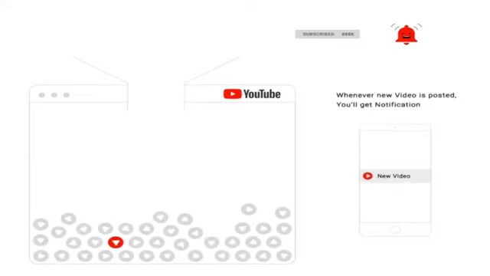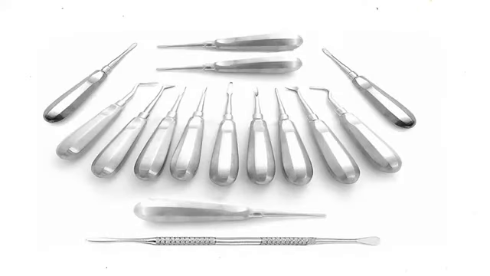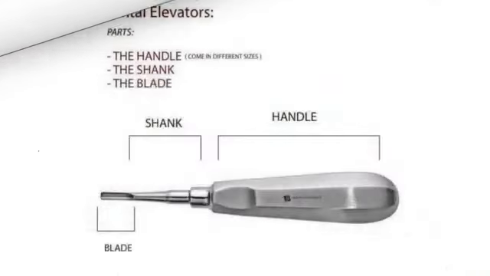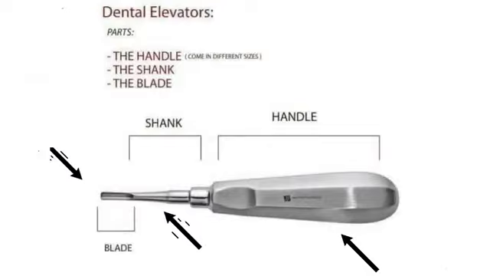The elevator is the second most important instrument, after the extraction forceps, with which tooth extraction is achieved or aided. It is composed of three parts: the handle, the shank, and the blade.